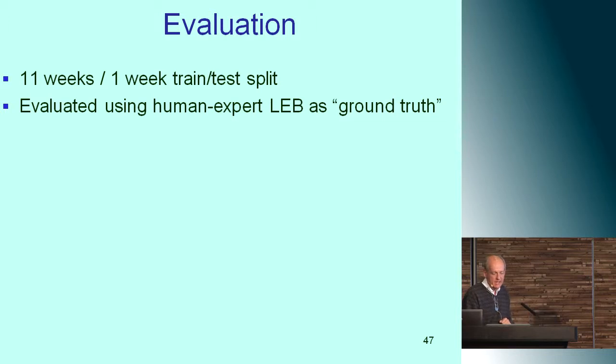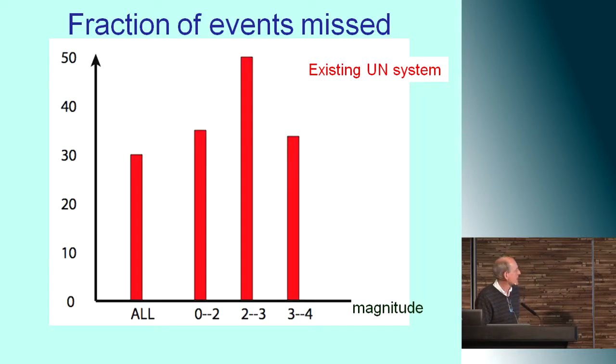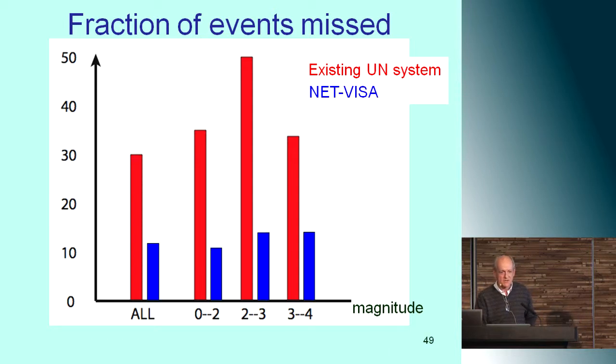And we're comparing against the human expert output from all the expert seismic analysts. And this is the error rate for the UN system. That's the fraction of events that are missed. And this is the error rate for our system. So it's about a 2.5 reduction in missed events compared to their system. So we were fairly happy with that. I realize this is not as significant as a 1% improvement in Netflix recommendation quality, but there it is.